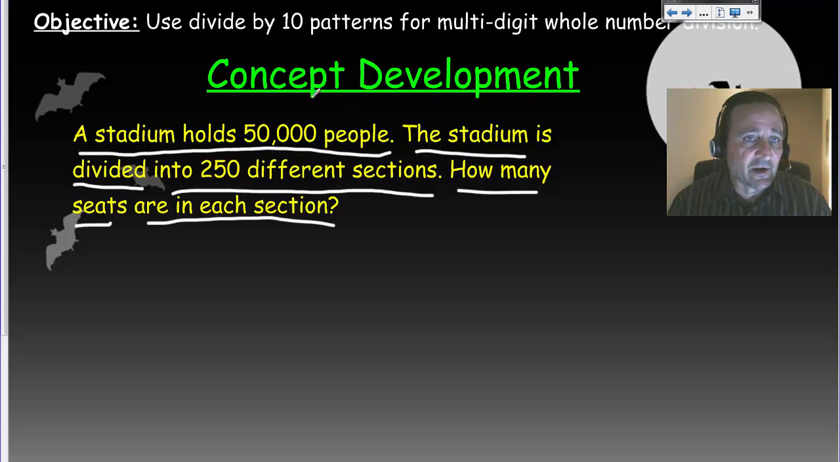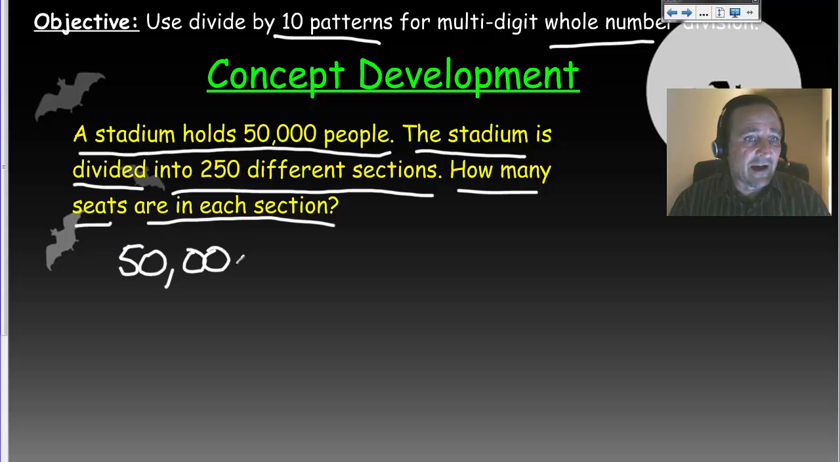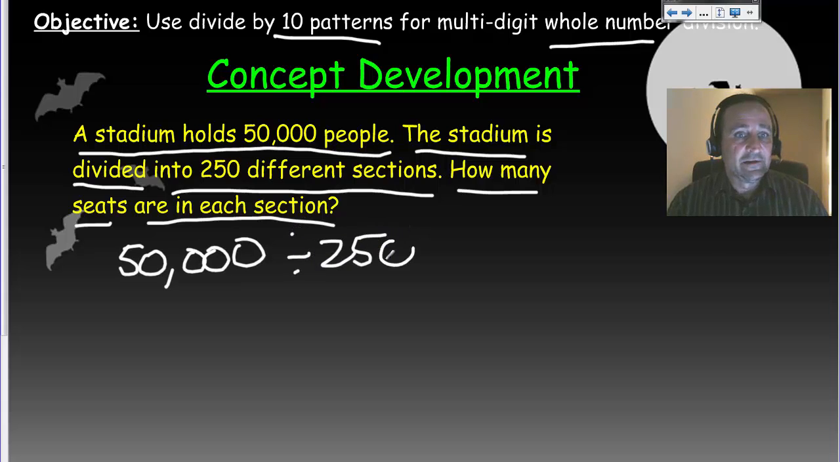So I can already see my mind telling me this is a whole number problem, just like that objective, and I'm looking for those dividing by 10 patterns. I see that 50,000 right away divided by 250 different sections. This is so I can determine how many seats are in each section.